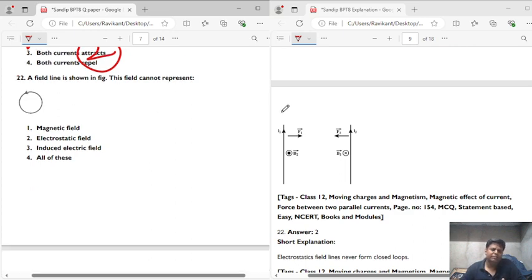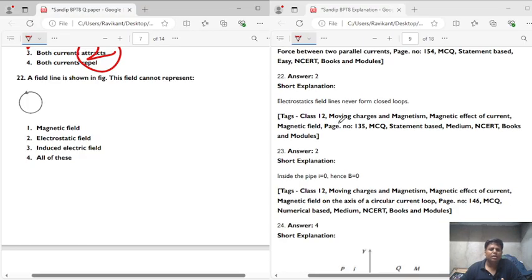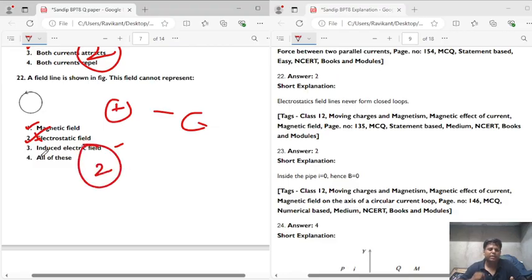Right? Now question number 22. Question number 22 says a field is shown in the figure. The field cannot represent... The field is a circular field, a loop. So a loop can be represented by a magnetic field. A loop does not represent the electrostatic field because electrostatic field never closes. It originates from positive charge and terminates in negative charge, so it never forms a loop. Induced electric field can be a loop. So the correct answer for this question is option 2, because this loop could not represent an electrostatic field.